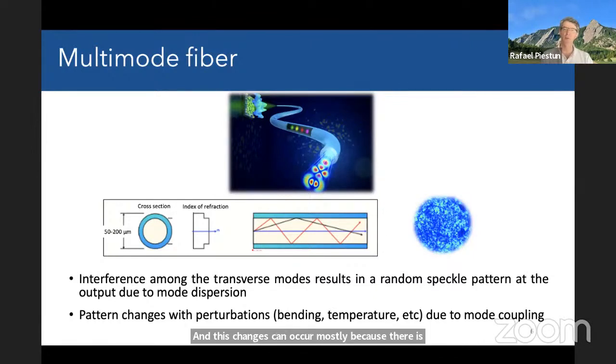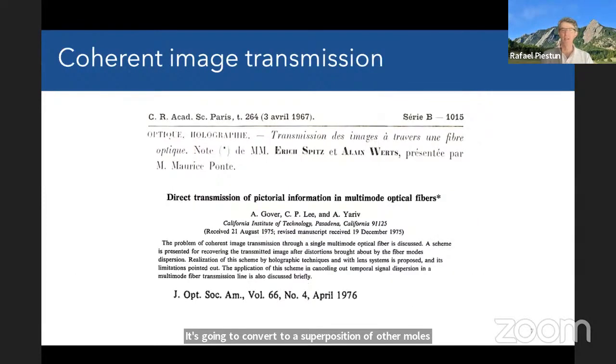Essentially, a mode that is launched through this fiber is going to convert to a superposition of other modes at the output. So the whole thing is how to control or undo this distortion, which in principle is deterministic.